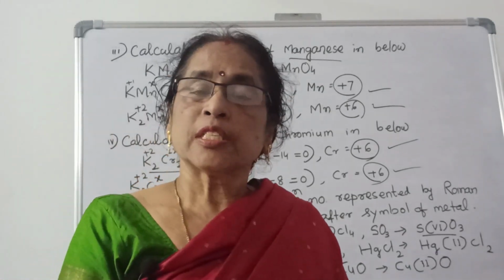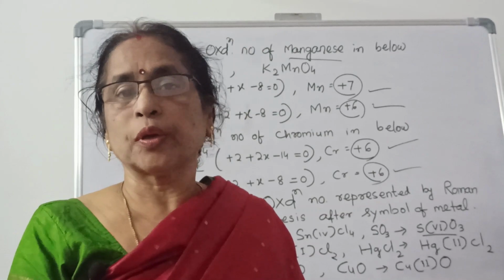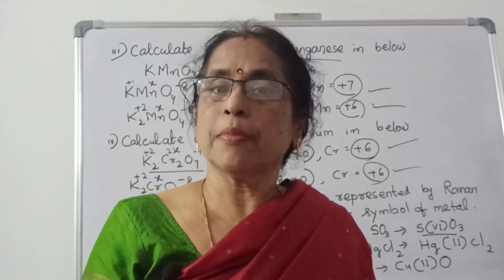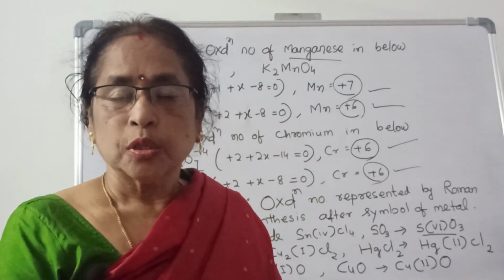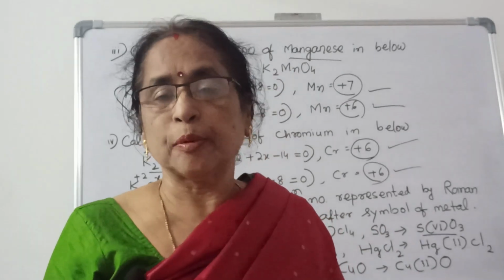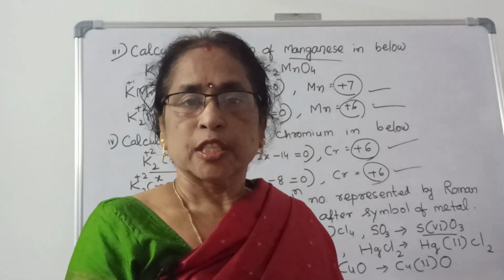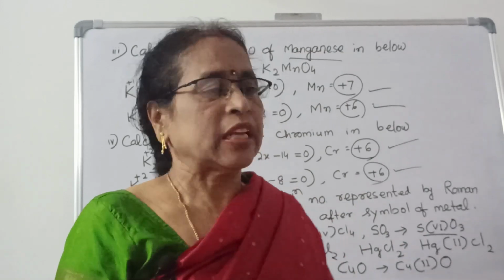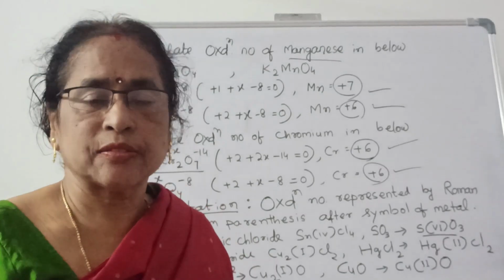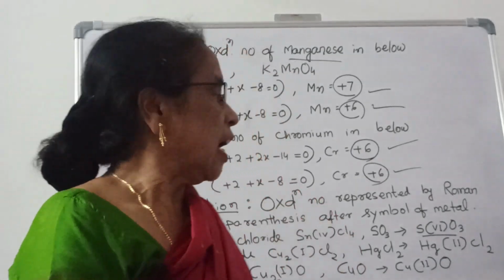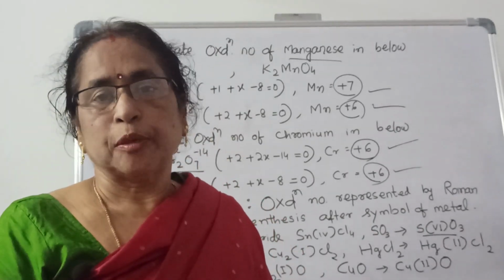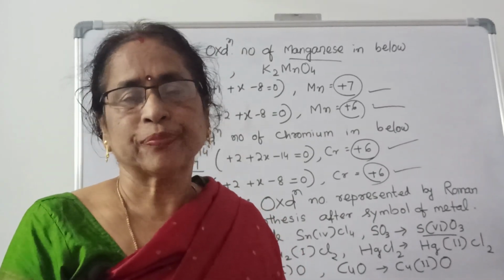Then come to CuO. What is CuO? Cupric oxide. Cupric oxide means the oxidation number of copper is plus 2. So I can represent here Cu in bracket Roman numeral 2 and O. Cu in bracket 2, O. That is cupric oxide. This is called stock notation. Stock notation is very easy, the oxidation number is represented by a Roman numeral after the metal atom.